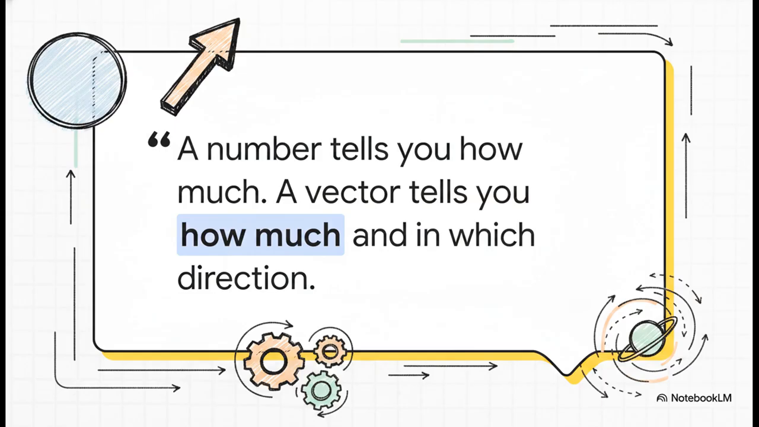I'll leave you with this final thought to ponder from our source material. A number tells you how much. A vector tells you how much and in which direction. In engineering, direction often matters just as much as magnitude. So I'll ask you, in a universe that is constantly in motion, is knowing how much ever really enough without knowing where to?